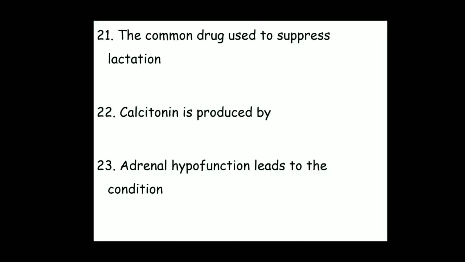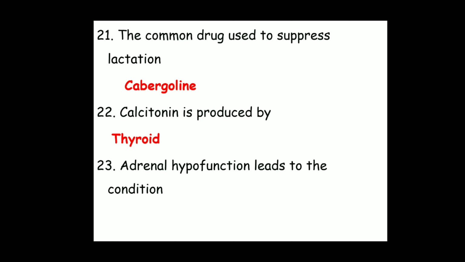The common drug used to suppress lactation: cabergoline. I know that you must be knowing cabergoline and bromocriptine, but cabergoline has fewer side effects and is more effective than bromocriptine. When you have to choose among these, cabergoline has to be chosen, and in clinical settings also, this is the one commonly used nowadays. Calcitonin is produced by thyroid gland, and the function of calcitonin is to maintain the mineralization of bones. The blood level of calcium will be maintained by parathyroid hormone. These two act opposite to each other.